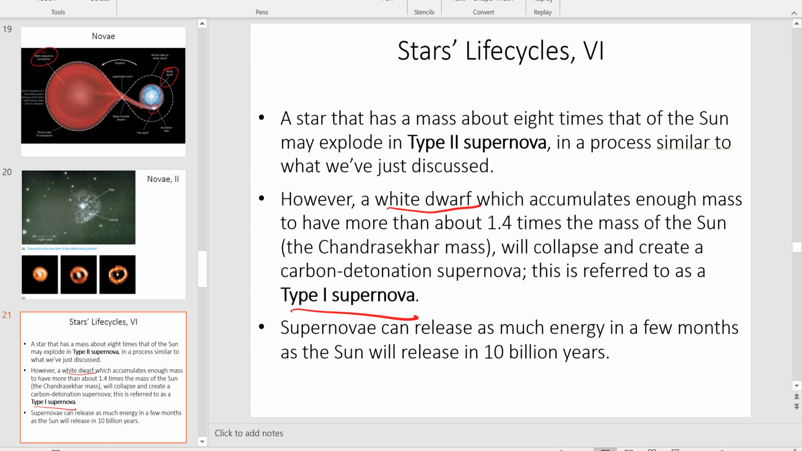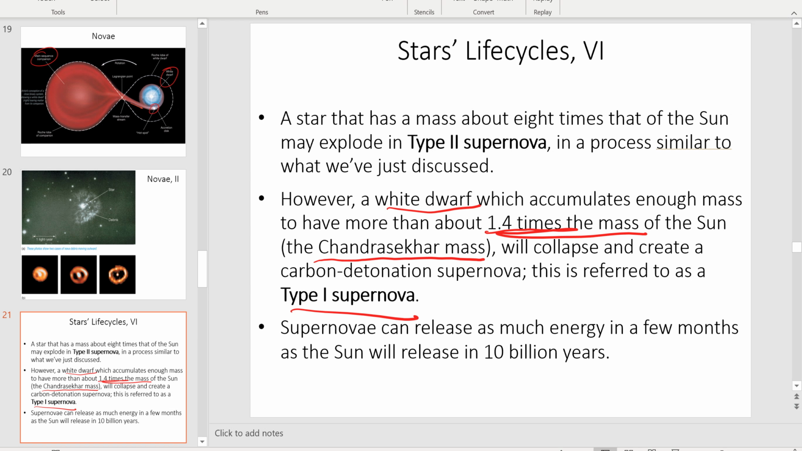A white dwarf is a bit like that, except that it's not made of rock, it's made of a more exotic material. But nonetheless, there are innate forces that resist the compression of a white dwarf. But these forces are not infinite, and if a white dwarf acquires more than about 1.4 times the mass of the sun, which is called the Chandrasekhar mass, named after an Indian physicist, Chandrasekhar, then the white dwarf will collapse, and this is referred to as a type 1 supernova.